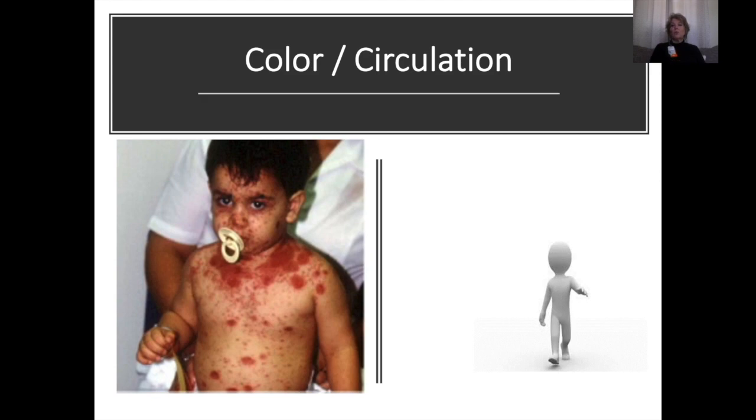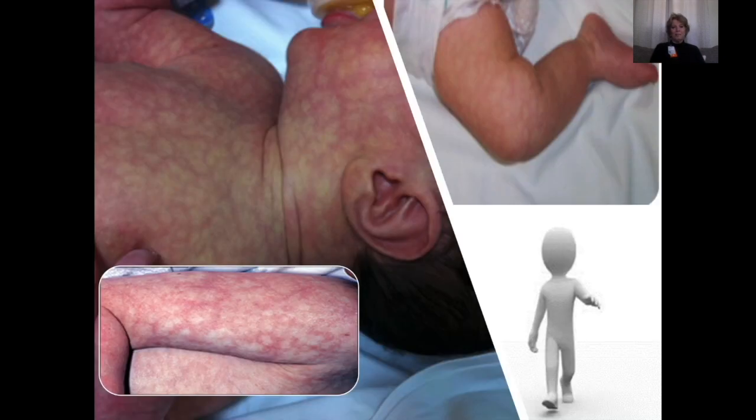So that's a situation where you want to stop what you're doing, you want to put on PPE, a mask, and get other people in there to help. Because that kid looks sick, and then you see by his color that there's a life-threatening rash going on. But this child on the slide looks great.